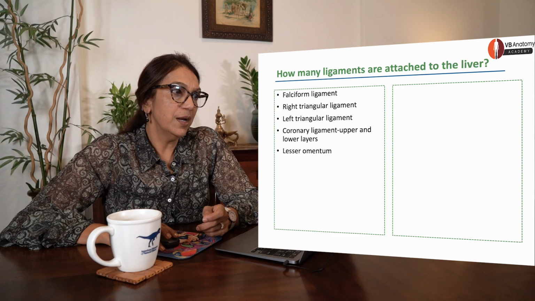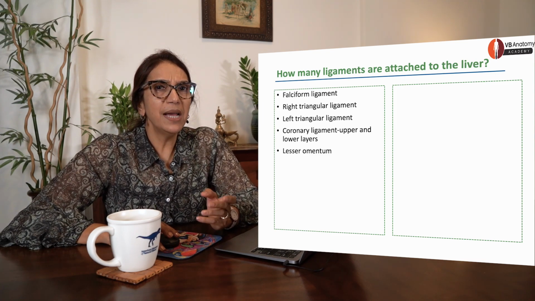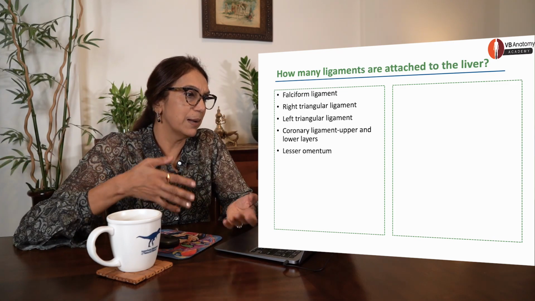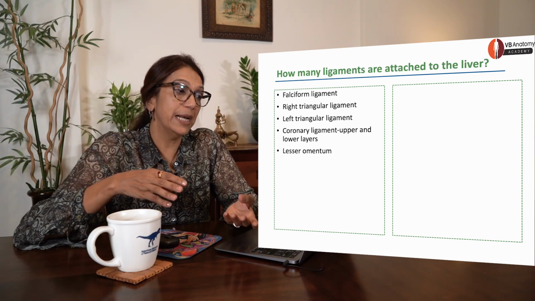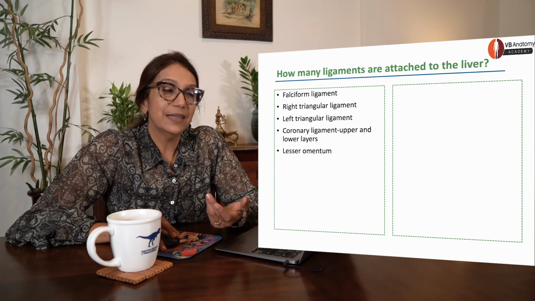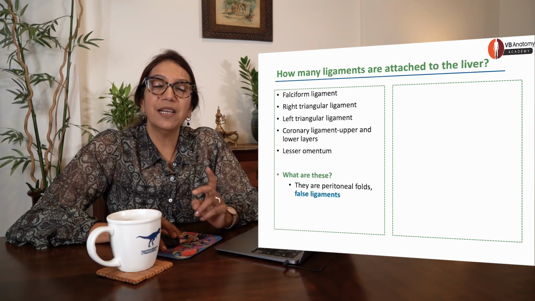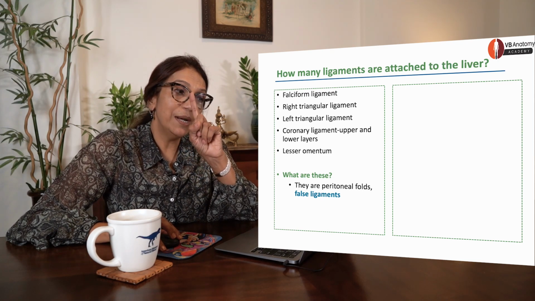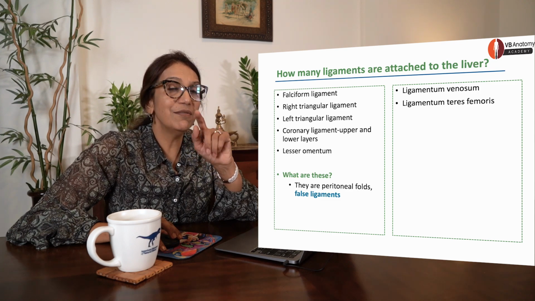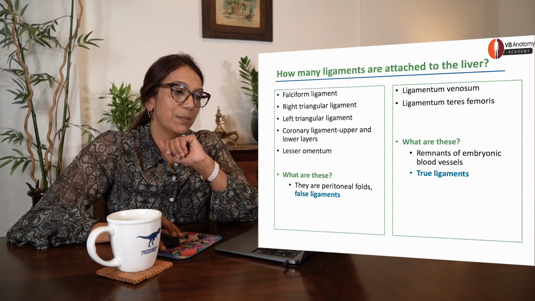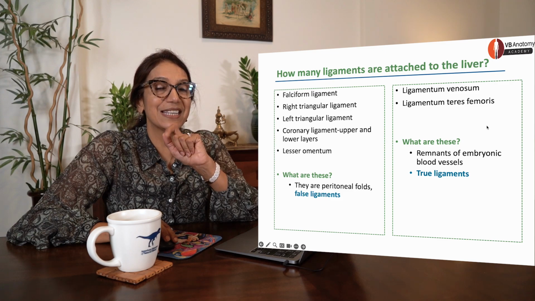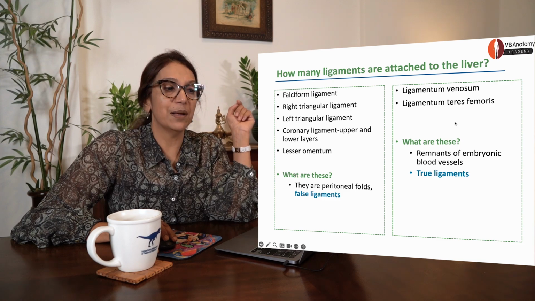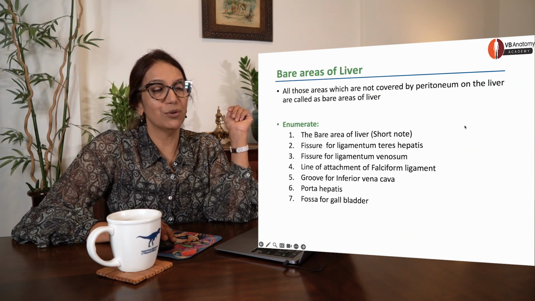So we come to a question, how many ligaments are attached to liver? By now, you've been hearing a lot about ligaments, falciform ligament, right triangular ligament, left triangular ligament, coronary ligament, upper layer, lower layer, lesser omentum. What are all these? They are all peritoneal folds and are referred to as false ligaments. Then what are true ligaments? See, remember, the ligamentum teres hepatis and ligamentum venosum are the true ligaments of liver. I've written it as femoris by mistake. It's the hepatis. Ligamentum teres hepatis is a true ligament. Ligamentum venosum is a true ligament of the liver.